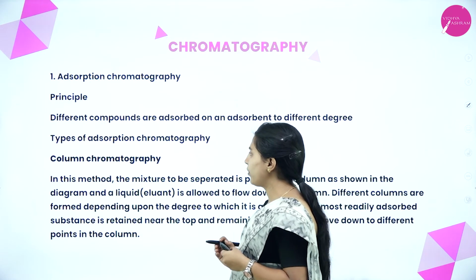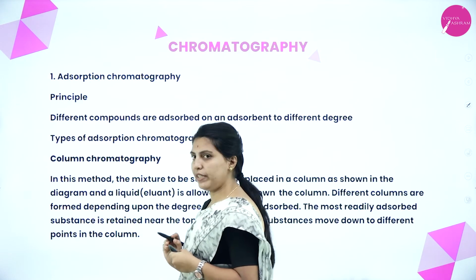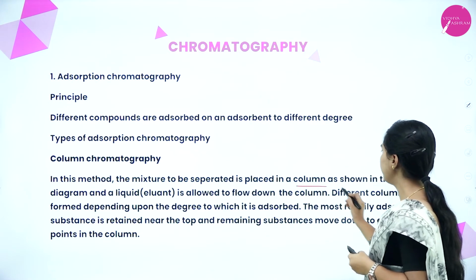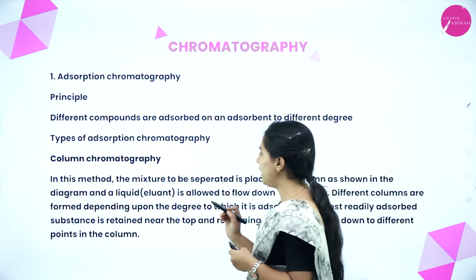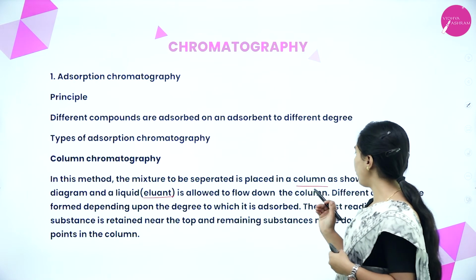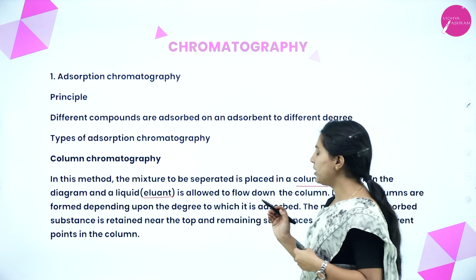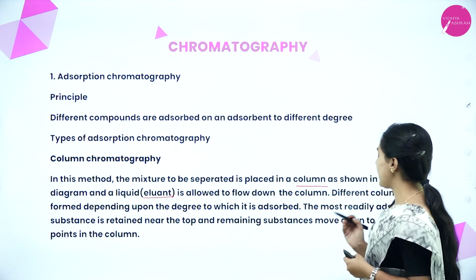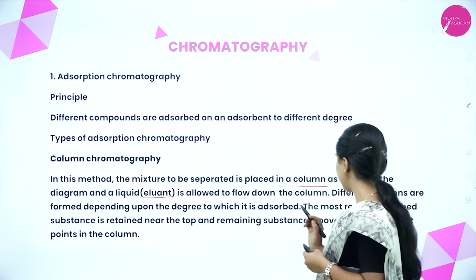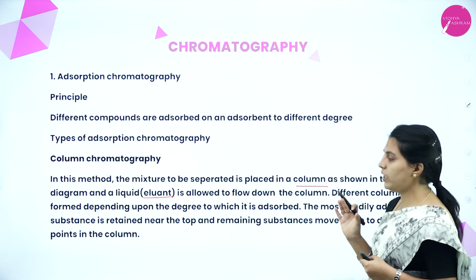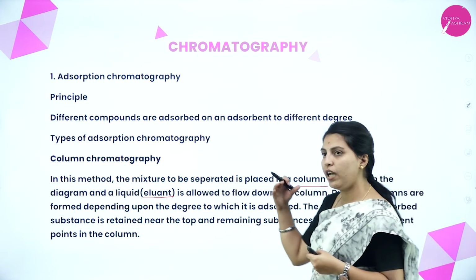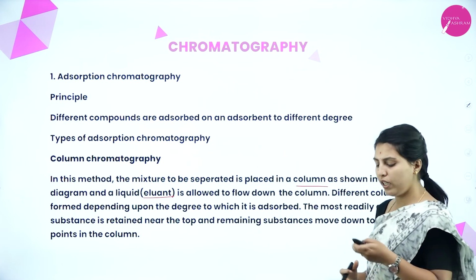Types of adsorption chromatography. Column chromatography is the first one we'll see. In this method, the mixture to be separated is placed in a column as shown in the diagram, and a liquid called the eluent is allowed to flow down the column. Different bands are formed depending on the degree to which each is adsorbed. The most readily adsorbed substance is retained near the top, and the remaining substances move down to different points in the column. The one that is readily retained stays at the top, and the one that is not comes to the bottom.